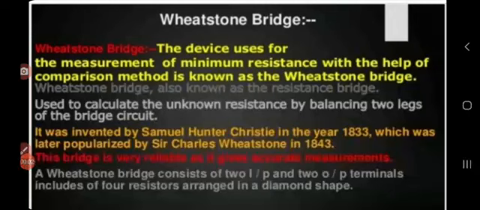Morning, students. Our today's topic is Wheatstone bridge.